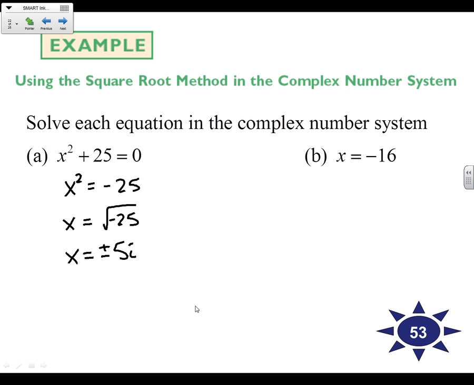All right, solve each equation in the complex number system. x equals negative 16. I wonder if something didn't copy down there. This is probably x squared equals negative 16. Let's make the problem like that so we can solve it. Square root both sides. x is going to be plus or minus 4i, not just 4. 53, give it a shot.